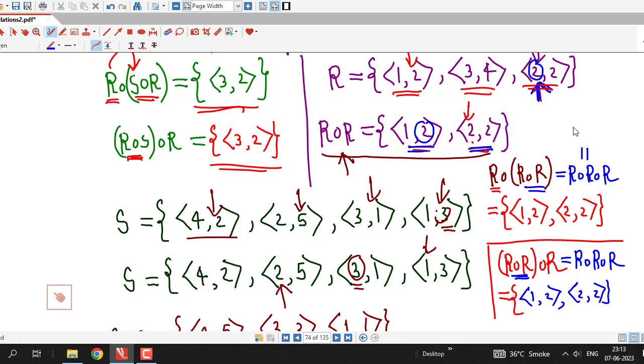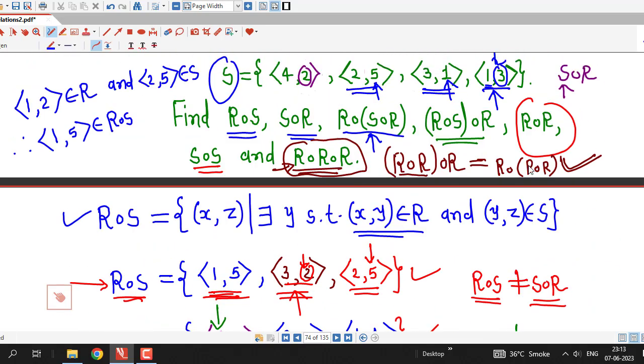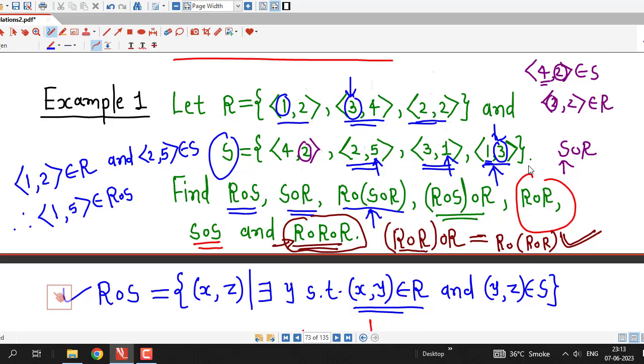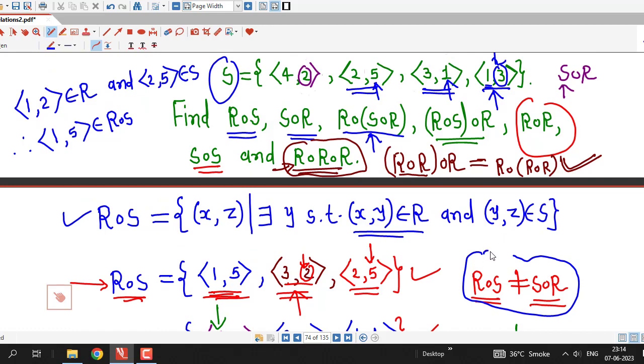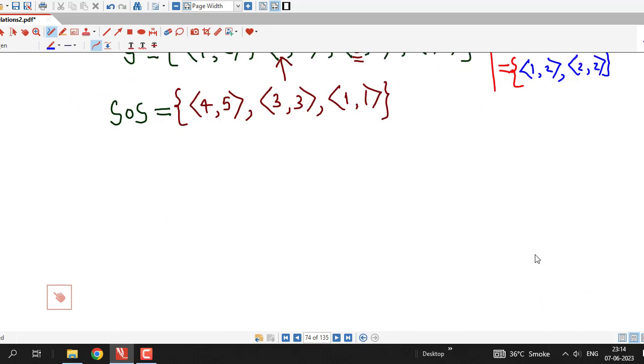And we can use this notation also: R cubed means composition of R with itself, 3 times R. In this way we can decide the composite of relations, and make note that composition of relations is not commutative, and composition of relations satisfies the associative property. That is, if I have 3 relations R, S and P, then these two are always equal.